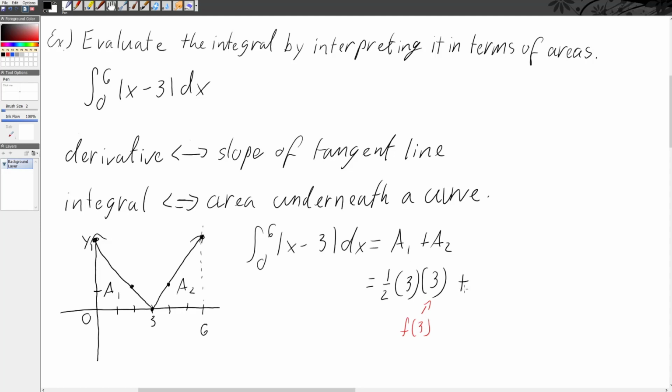Then the area of the second triangle, 1/2. 6 minus 3, the base has length 3 still. And the height, well, if you put in 6, you will still get 3. And then we just add them up. 9/2 plus 9/2, meaning just 9.